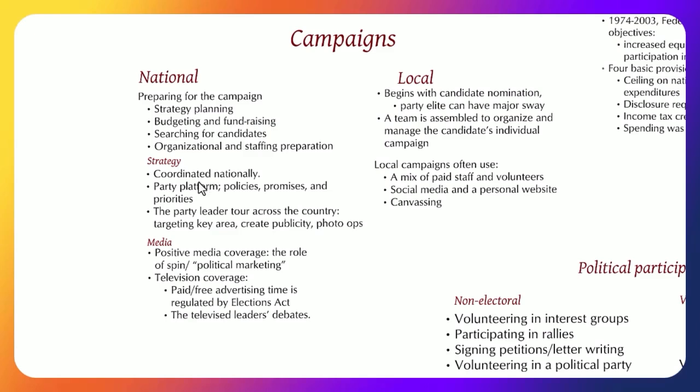There has to be a party platform: policies, promises, priorities. Every candidate across the country has to stay on message. And the party leader will tour across the country and target key areas where the race is close, but there is a chance of winning, and to create publicity and photo ops. These are really meant to be very symbolic, to produce the idea, the image, that the party leader is in touch with the Canadian public in all walks of life.